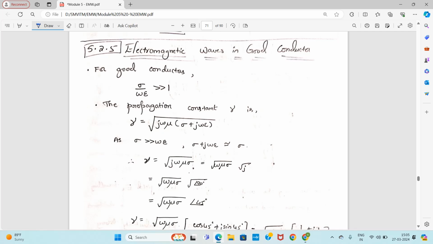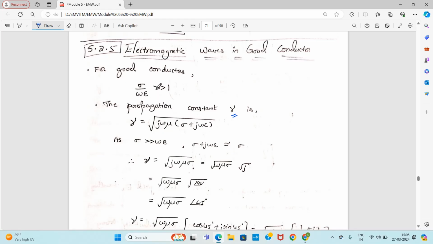You know, in the previous video, we have seen grouping dielectric material and its equations and problems. In this video, we'll see electromagnetic waves in good conductor. For good conductors, we know that the sigma by omega epsilon ratio should always be much higher compared to 1, right? And if this is the case, then the propagation constant equation will be given by this formula. We have used this formula in the previous two problems also, right?